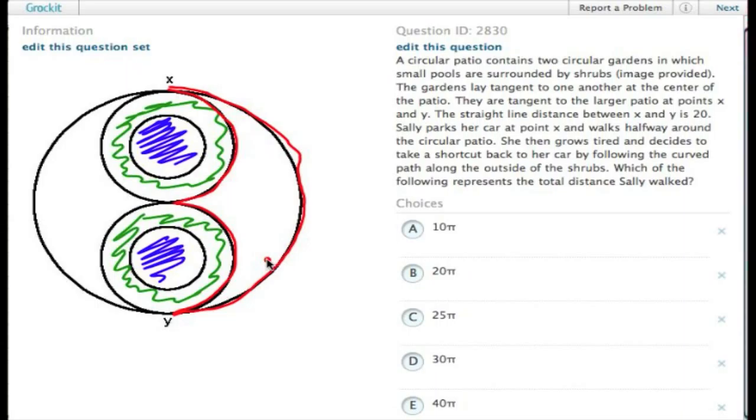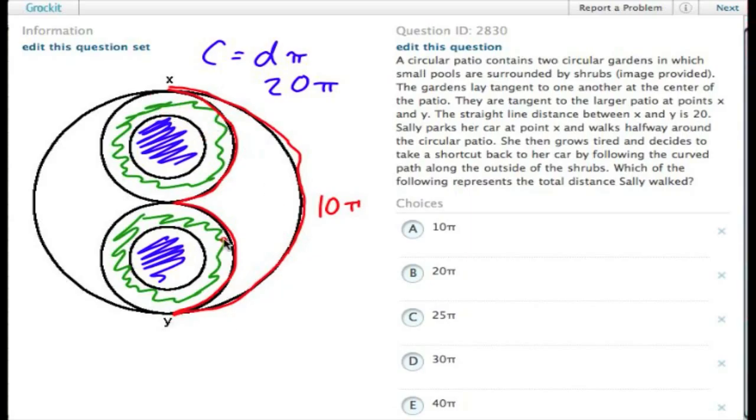Okay, so what do we know about the circumference of a circle? The circumference of a circle, C, is the diameter times pi, right? So we know the diameter of this large circle is 20 because X to Y is the diameter of the circle. So the circumference of the larger circle is 20 pi, this whole big circle. So if she walked halfway around the circle, she would have walked 10 pi. 10 pi, that's this little portion right here.